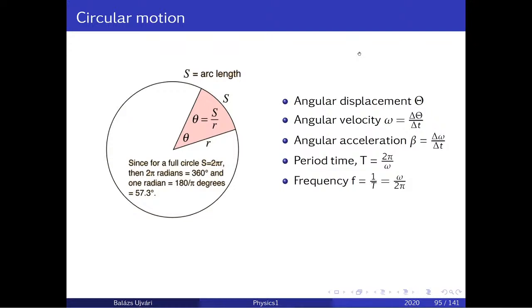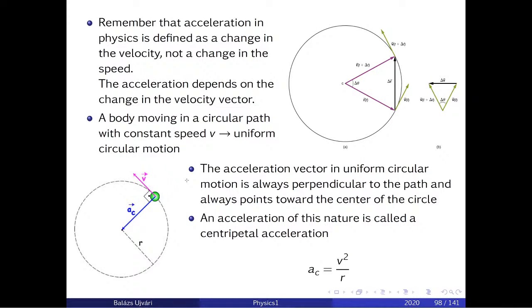Two things you have to memorize. This is the period time: how long does it take to move from one position back to the same position? And the frequency is 1 over the period time. It can tell you how many times in a second the body completes a full rotation.